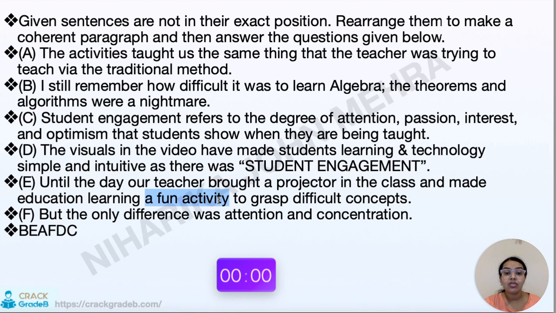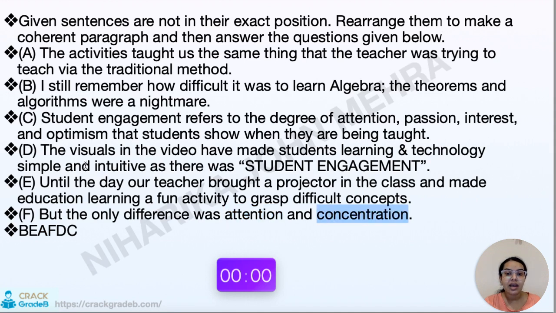So here we get to see there were some activities also. After A, we get F. A and F are contrast. There were some good parts, but the difference was attention and concentration. So a negative thing. You have one pair, DC. And E starts with so, so B and E are a pair and B is the first one. That is the only possibility. So E becomes the second one. D and C will be after A and F because here we are talking about attention and concentration.